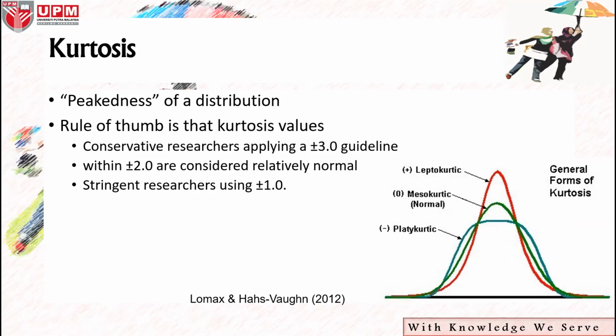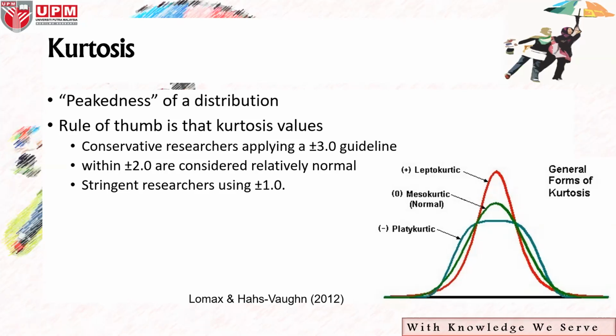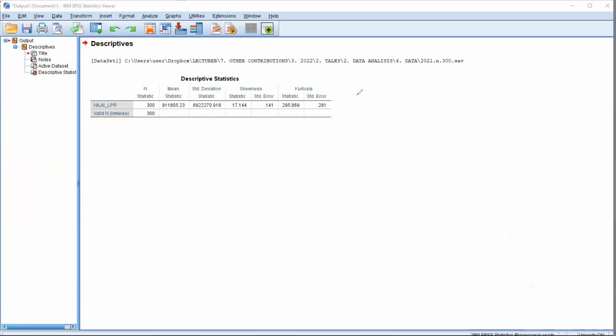For kurtosis, how can we read the value? We go again to the IBM SPSS output just now. Here, next to skewness, we have kurtosis. In this case, the kurtosis value equals 295.869, which is far beyond plus minus 3 or plus minus 7. So based on kurtosis also, we can conclude that our data are not normal. Faham? Quite similar with skewness.